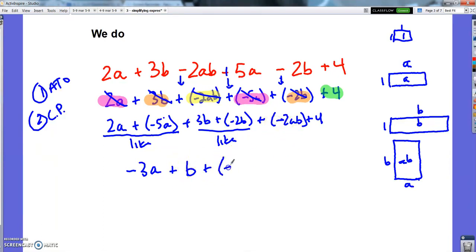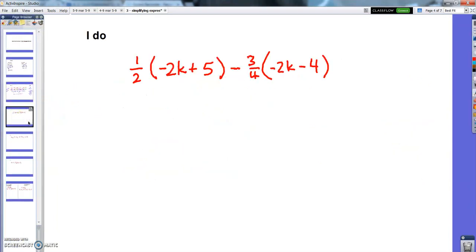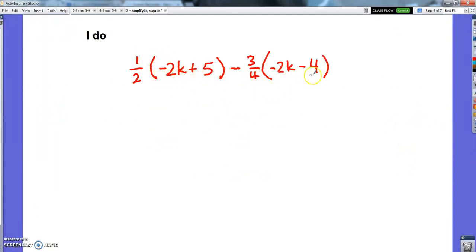Plus negative 2ab plus 4. So after I rearrange and combine, I end up combining my a's, combining my b's, and I've got a simpler expression. Okay? Let me show you one other tricky situation you might run into, and that's that sometimes there's fractions in here. The fractions don't change what we do.